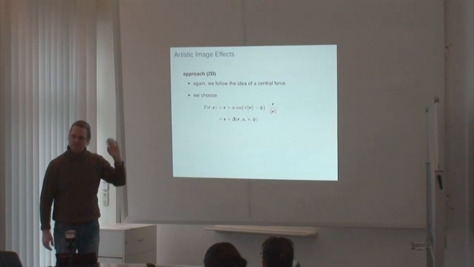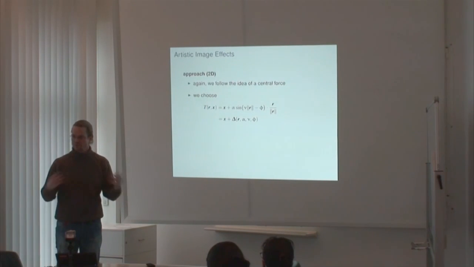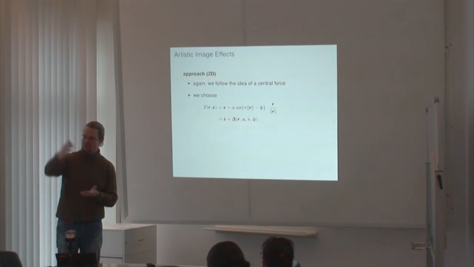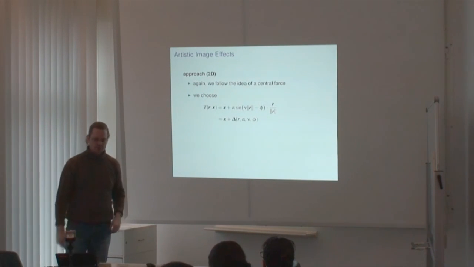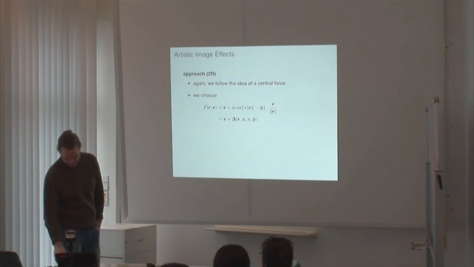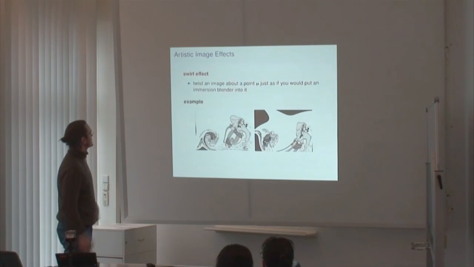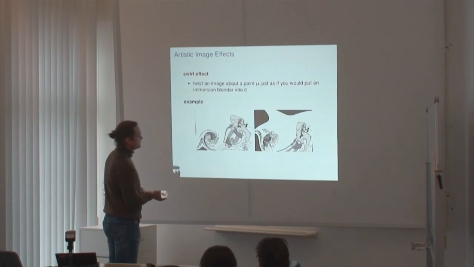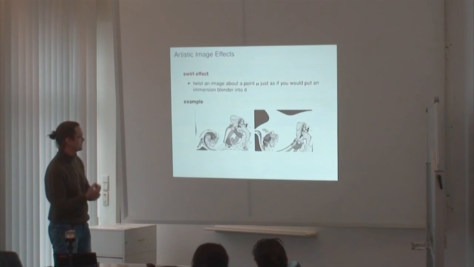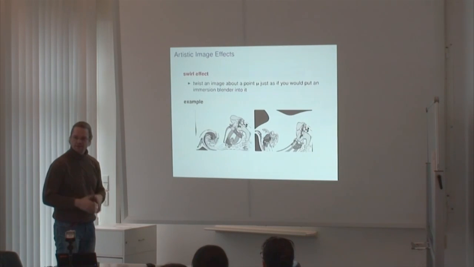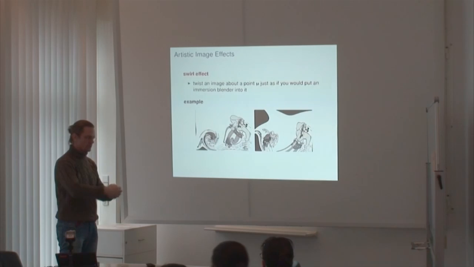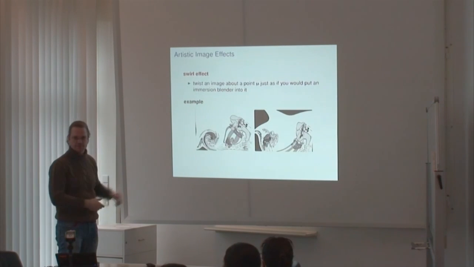Again, this is exactly the same idea. We have a walk function that adds something that may be larger or less than the current value, but we just add something. And here is the idea of a swirl effect. So these images, imagine you would have cooked the pudding, and then you have drawn an image on the pudding, and then you insert an immersion blender, and this is what you get, right?